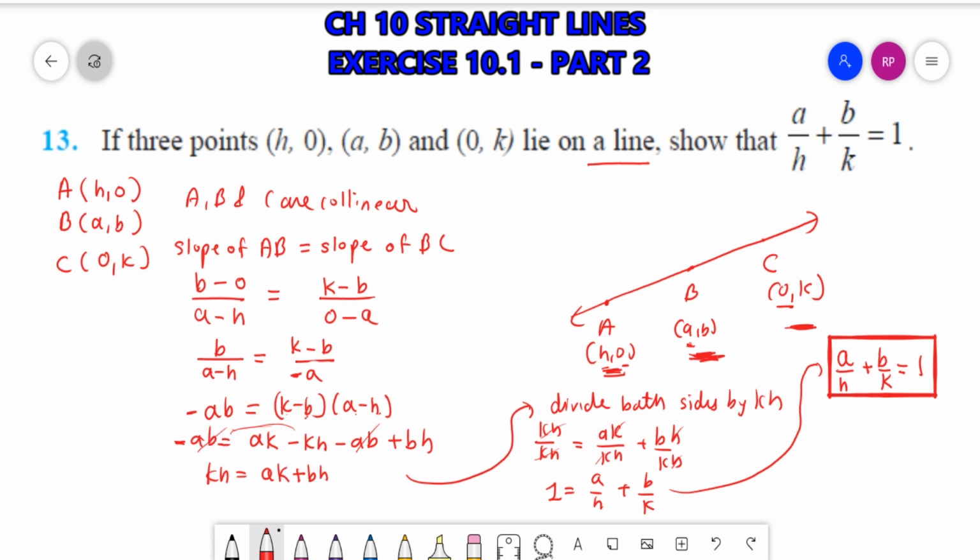So hence we have proved that a by h plus b by k equals 1. What we did, we took all 3 points on a line, as all 3 points are collinear. So slope of AB will be equal to slope of BC. Now using the formula slope equals y2 minus y1 upon x2 minus x1, and solving it further, dividing both sides by kh, we proved that a by h plus b by k equals 1. So this was about question number 13. So just note it down.